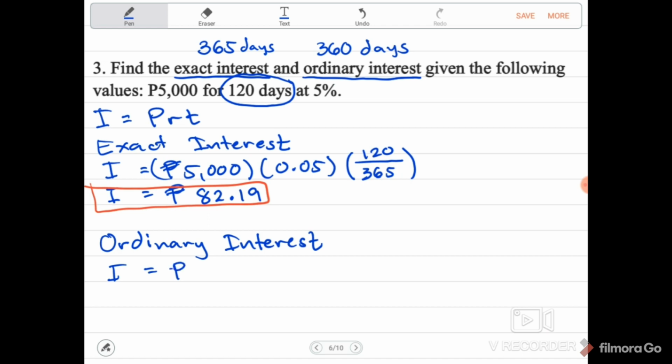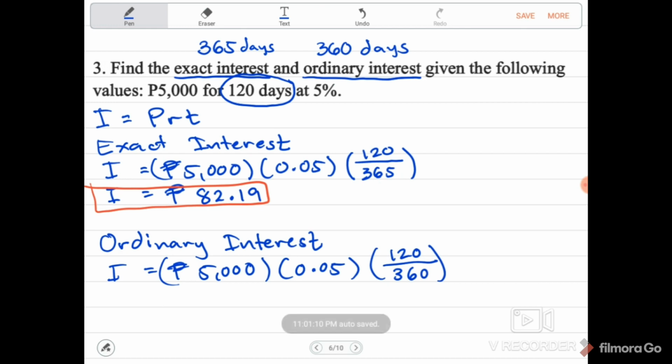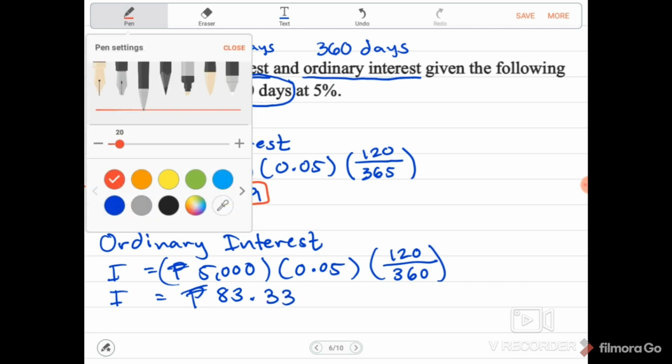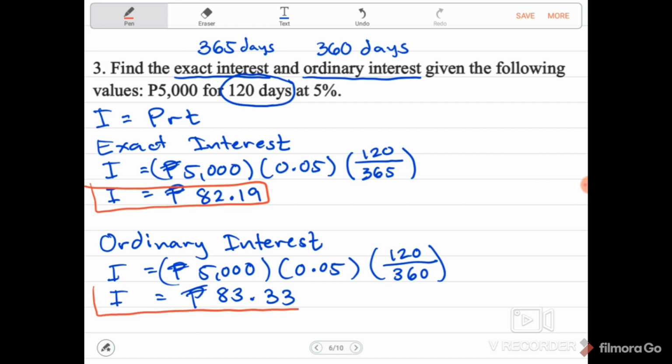I is equal to 5,000 pesos times 0.05. So dito lang siya nagkakaiba, sa dulo. So, 120 over 360. Kanina, ulitin natin, sa exact interest over 365, sa ordinary interest over 360. So ang ordinary interest natin will be 83.33. Kung makikita natin dito sa sample problem natin, mas malaki ang tinutubo ng ordinary interest. So, don't get confused: kapag exact interest, over 365 days; kapag ordinary interest, over 360 days.